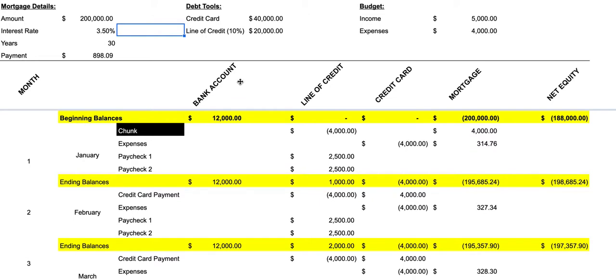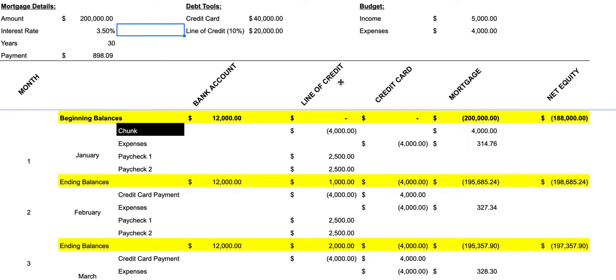And this column is your bank account. I just have this here because you're not even going to use your bank account really, but I have it to show you that if you can, you should have at least three months of your monthly expenses saved up. So 4 times 3 will give you $12,000. I just have that here so you can see.